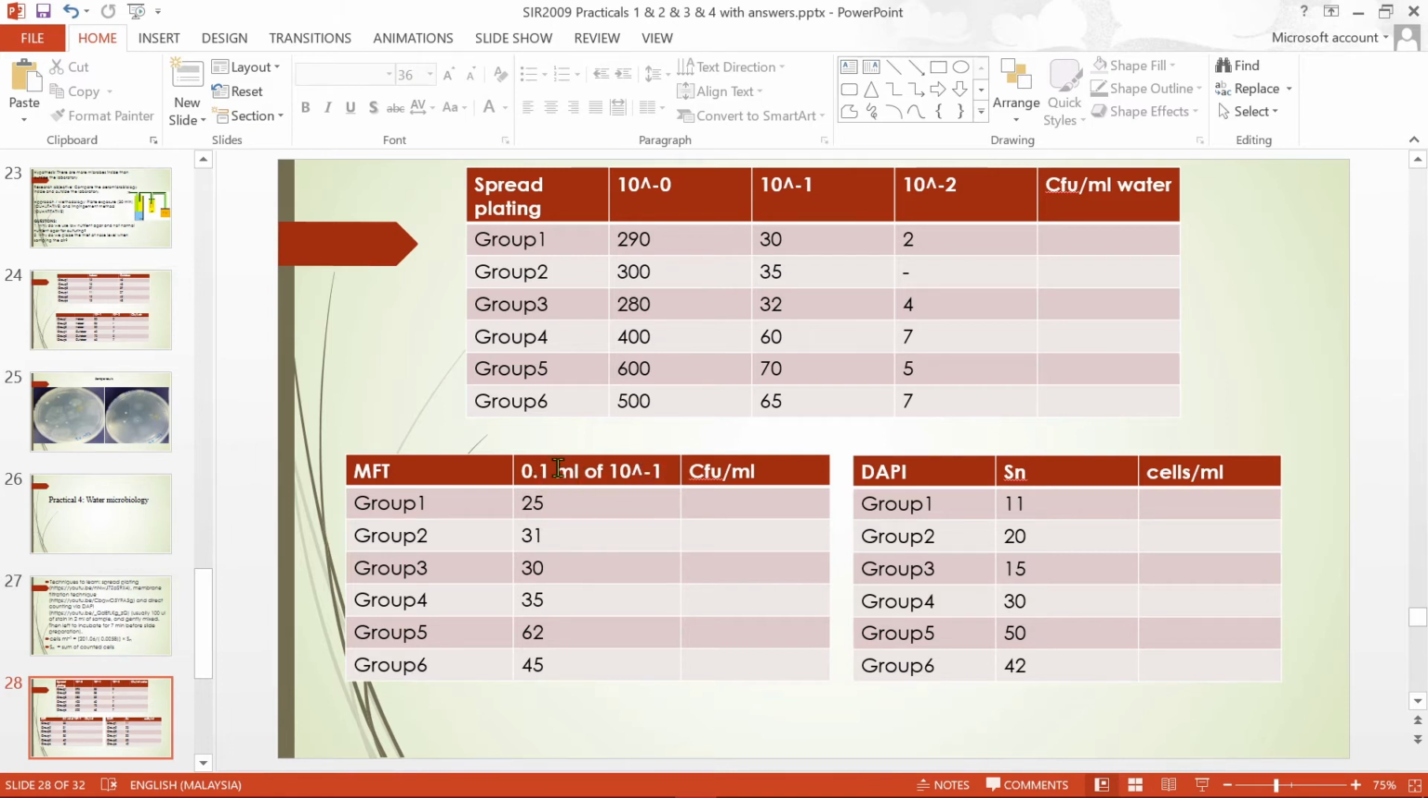So 0.1 ml is a very small volume, so what we usually do is add about 5 or 10 ml of sterile distilled water first before adding the sample inside and then filtering the whole volume. This will ensure better distribution of your CFU. And finally, for the DAPI staining, we are using the direct count method, and these are the cells per field that were observed. So from here you can also estimate the cells per ml.